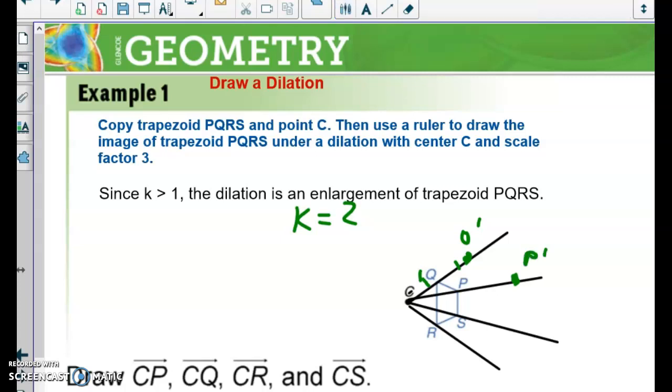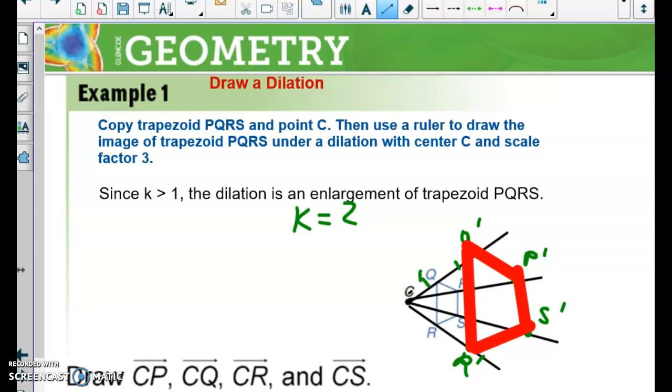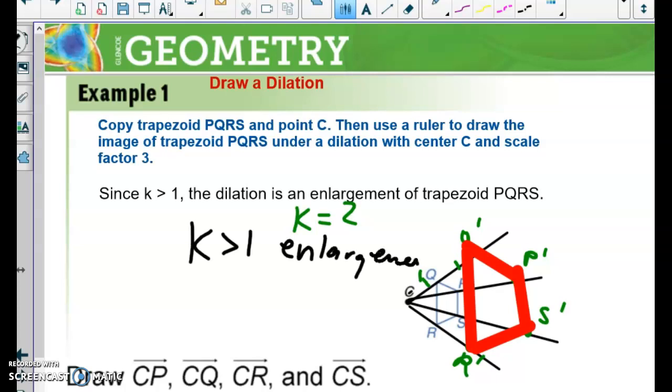The prime indicates that it's the image. The original is called the pre-image, and the image is the one with the prime in it. So here is my S prime, and this distance doubled would be somewhere over here, my R prime. And if I go ahead and connect the dots with those points, I get something that is similar, but it is significantly larger. Anytime your k is greater than 1, it's going to be an enlargement. And if your k is less than 1, then it's a reduction.